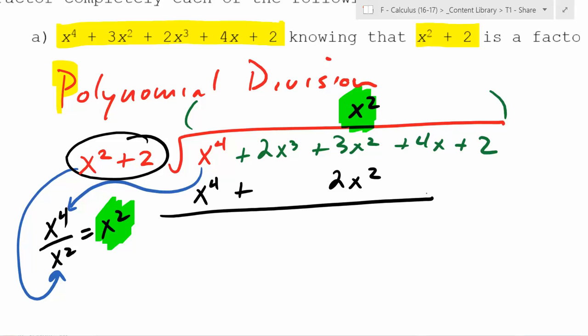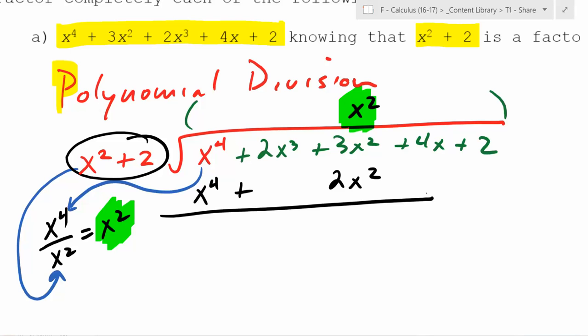I'm giving you an algorithm. This is what you do. You do leading over leading. What you get, you put it there. Why did I put it there? Because I want to keep it in order. It helps keep track of it. Instead of putting it over here and having gaps, I just like keeping track of it. So do you see how I then, when I multiply, x squared times x squared is x to the 4th, and x squared times 2 is 2x squared.